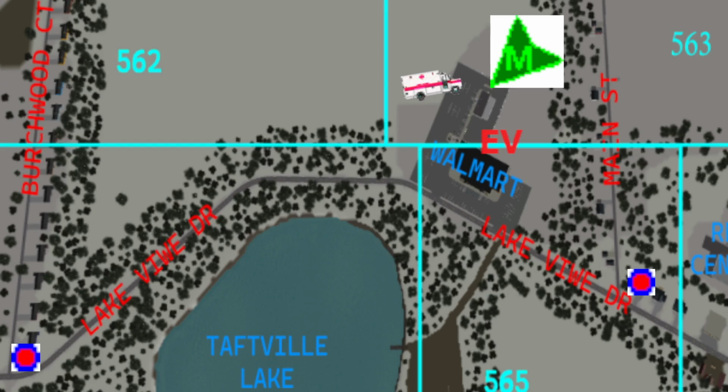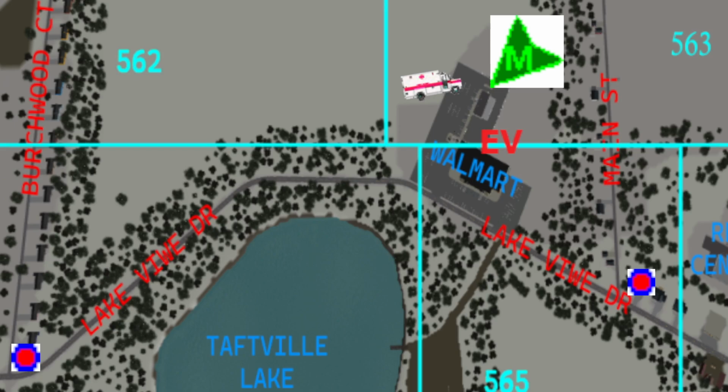This is a picture of the map. Inside your CAD, you are provided a map image that you can access via the 3 bars on the left-hand column in the Unit tab. The red circles with the blue outline identify the cross streets. In this case, it's Birchwood Court and Main Street.